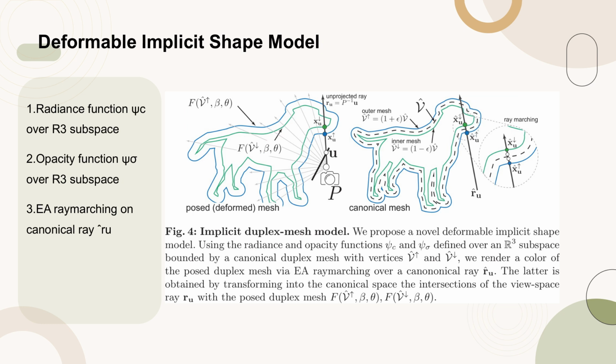Figure 4 introduces a novel deformable implicit shape model. This model employs radiance and opacity functions, psi c and psi sigma, defined within an R3 subspace bounded by a canonical duplex mesh with vertices V and V.